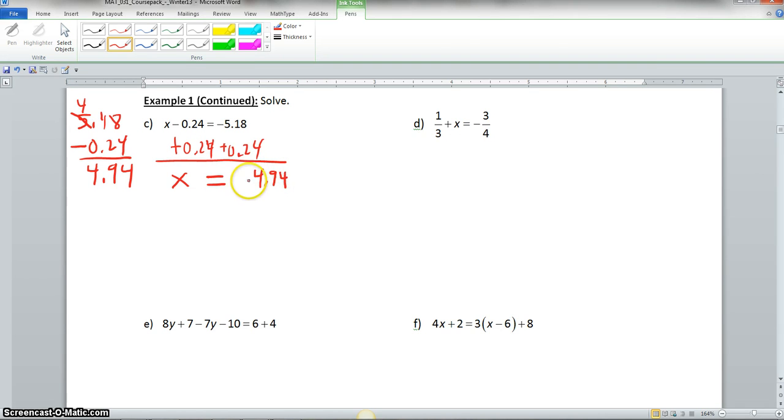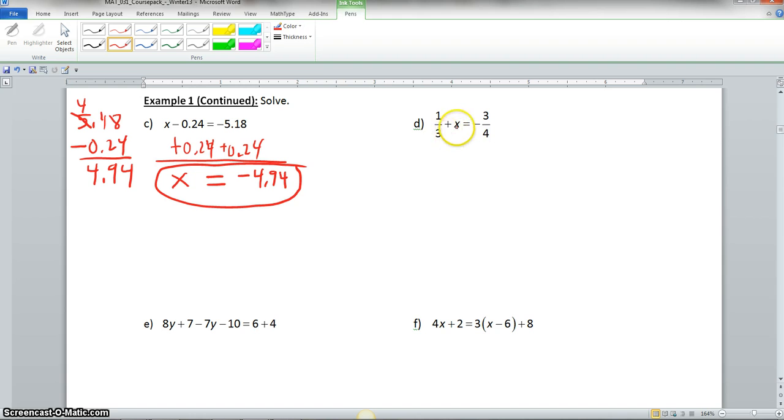So we know our final answer will be a form of 4.94. Now to determine its sign, we look at these two numbers here and we think about the absolute value. The absolute value of a negative 5.18 is a positive 5.18. And the absolute value of 0.24 is 0.24. We know 5.18 is larger, so we will write its sign as well. So our final answer here is a negative 4.94.